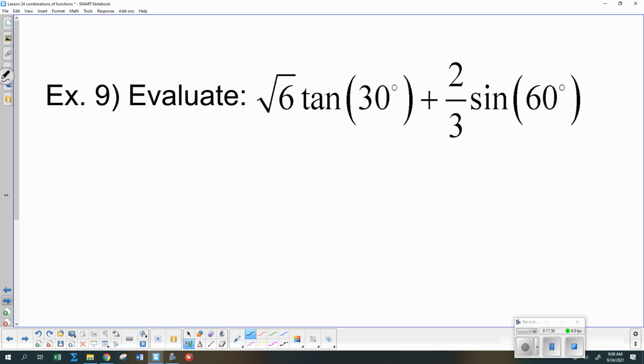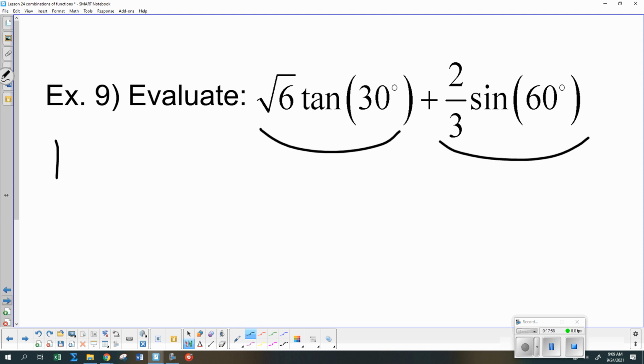They've been having you find things like draw your special right triangle and find square root of 6 times the tangent of 30. And they've had you do problems, draw your special right triangle and find 2/3 times the sine of 60. And now all they're doing is saying add that together, and I think you would have guessed without it being a separate topic. Do each part and then add your answers together.